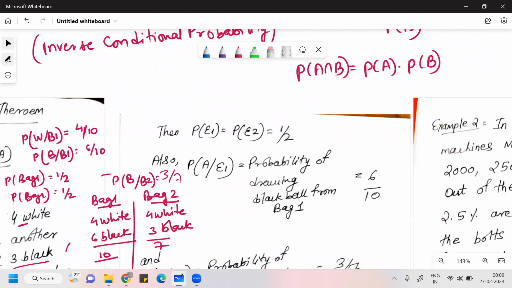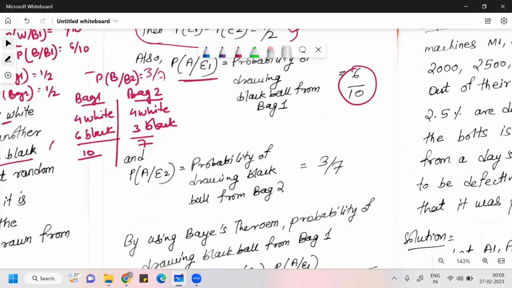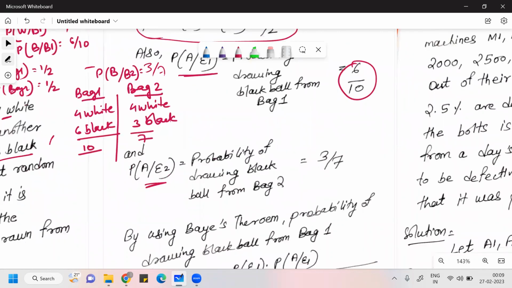This part I already cleared for you. E1 is the probability of choosing bag 1. E2 is the probability of choosing bag 2. Both would be 1 by 2. And A is the event of choosing a black color ball. So the probability of A given E1 means the probability of drawing a black color ball from bag 1. That would be 6 by 10. Similarly, the probability of A given E2 is the probability of drawing a black color ball from bag 2. That would be 3 by 7.